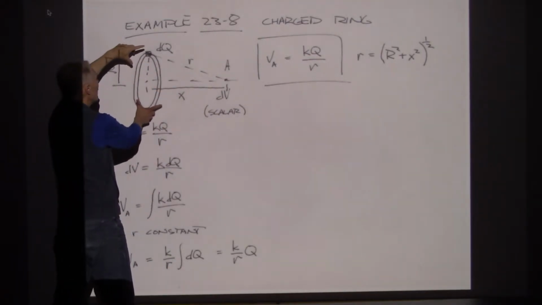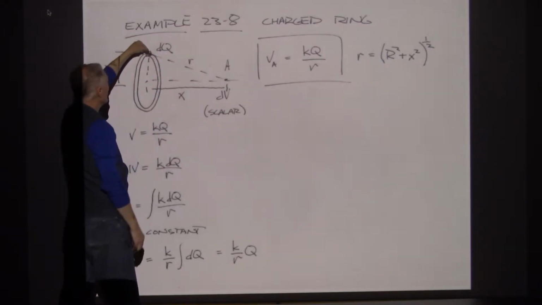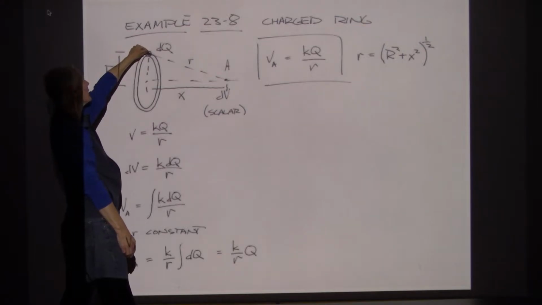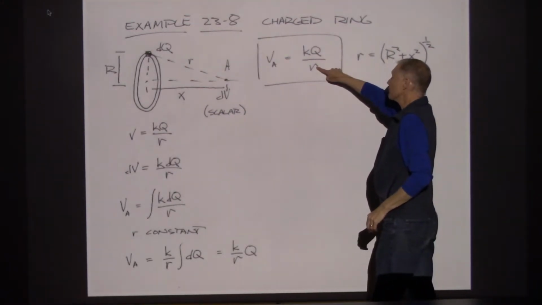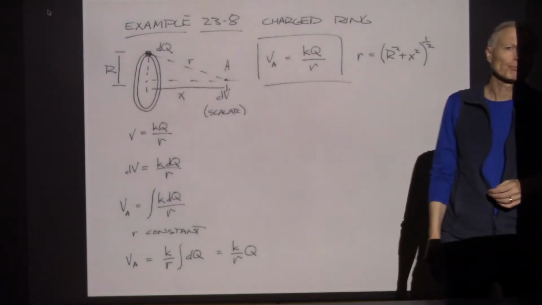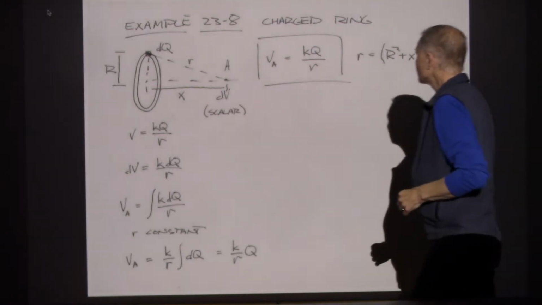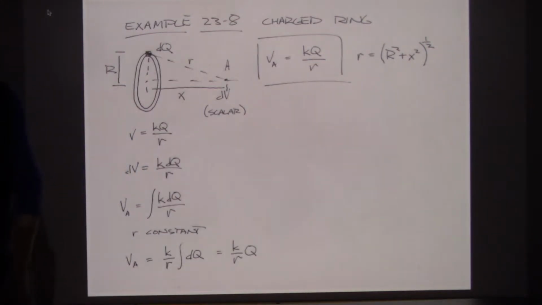Now, what would happen if I took all the charge in that ring and I wrapped it around and concentrated it right at that point? How would that affect the electric potential? And it won't. As long as all the charge that we're looking at is at the same distance away from point A, it doesn't matter how it's distributed. So kind of an interesting feature, but also it leads to some possible trickiness, let me say, as far as figuring out these voltages.